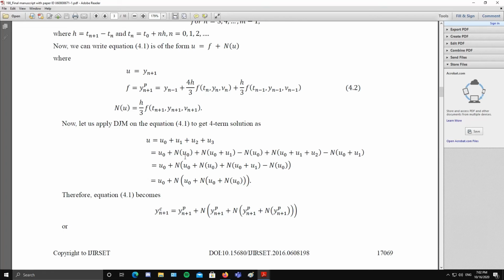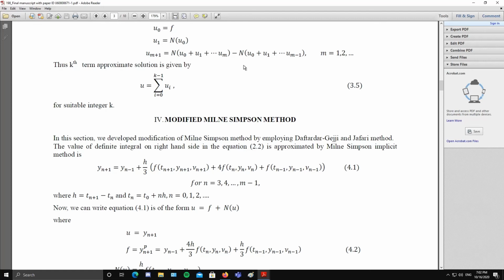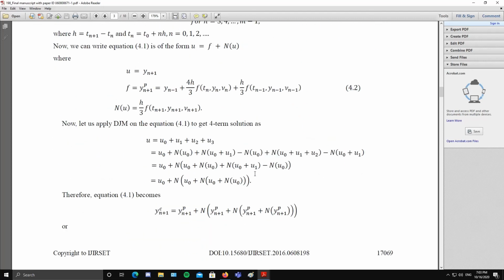Then in this, n of u naught gets cancelled, n of u naught plus u1 also gets cancelled. So you have u naught plus n of u naught plus u1 plus u2. I repeat, n of u naught gets cancelled and n of u naught plus u1 also gets cancelled. So you are left with u naught plus n of u naught plus u1 plus u2. So n of u naught, what is u1? N of u naught. What is u2? u2 is the same as n of u naught plus u1 minus n of u naught. That's what you have here.